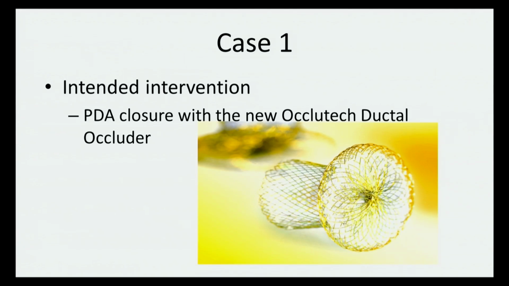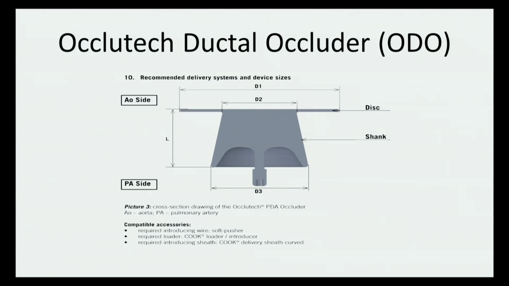This is a new device. It hasn't been approved in Brazil. I guess it does have CE mark. It has a disc on the left side, and on the right side, the shank is larger on the pulmonary end. Next one. For those who are not familiar with this device, and I have to admit that this is our third case.